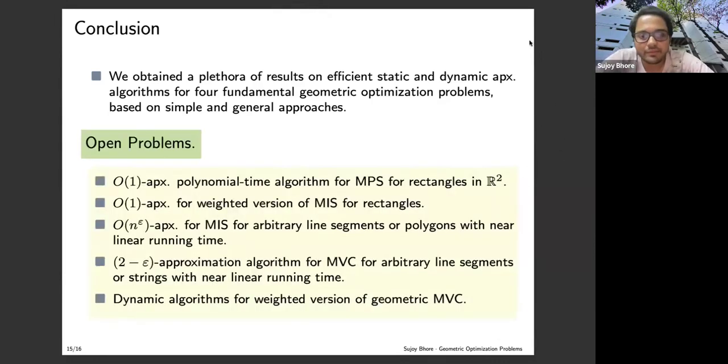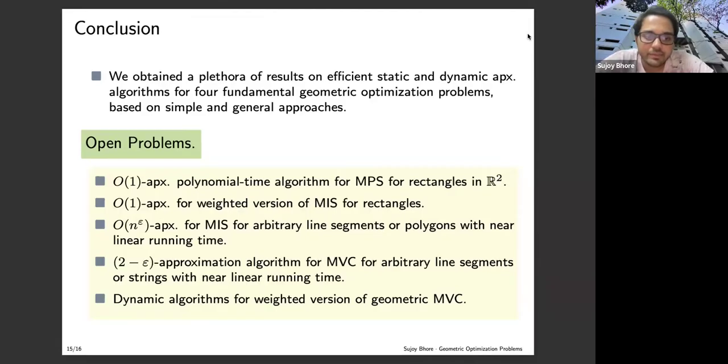The key open problems which remain, which are strong open questions: one is whether there is a constant factor polynomial time algorithm for the minimum piercing set for rectangles in the plane. We only get log log opt. Agarwal et al. also have log log opt. Also, a constant factor approximation for the weighted version of the maximum independent set for rectangles. Currently, we only have the constant factor for the unweighted version for rectangles. And this is for the axis-aligned case.